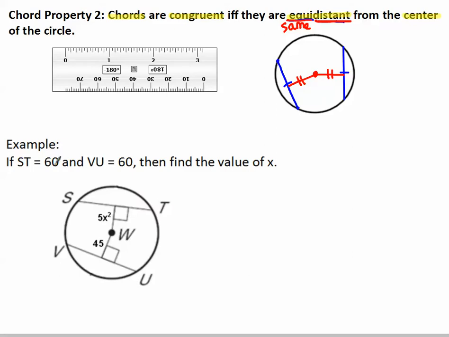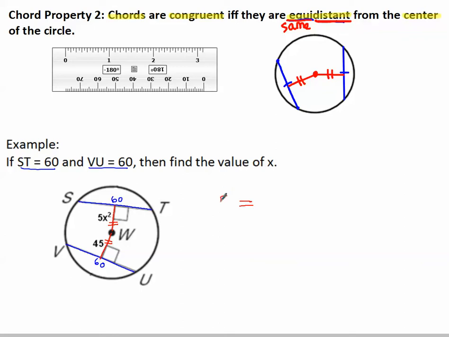If ST equals 60, so from here to here is 60, I'll mark it in the middle, and VU equals 60, so from V to U, same thing, then find the value of x. Well, as soon as I know these chords are congruent, I know that I can say these distances are congruent. The distance from the center to the chord. That distance is the same as that distance. So what means the same?